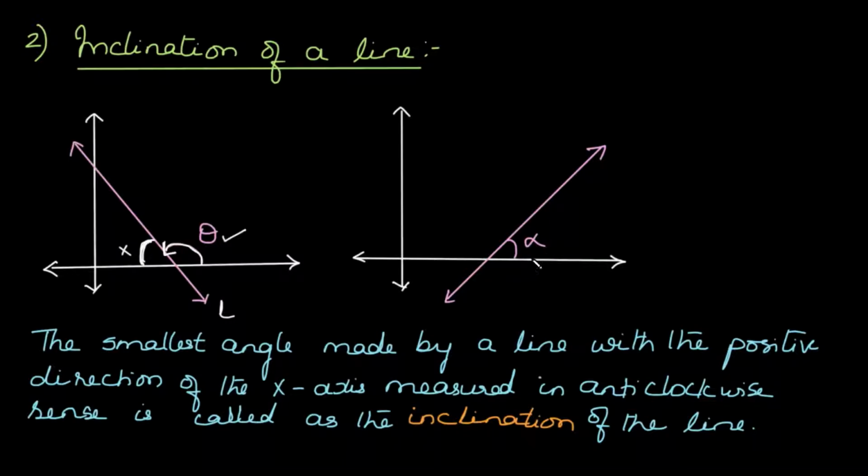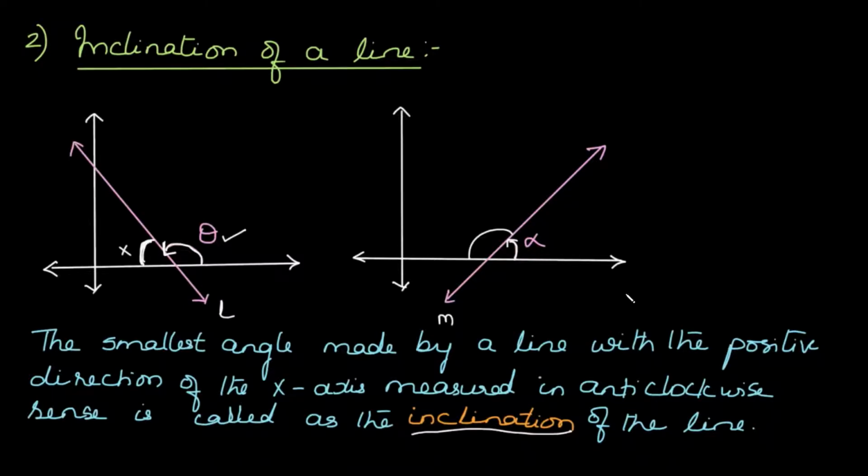Similarly, go to the next figure. In this particular figure also, this line, say line M, makes angle alpha and also makes another angle, say 180 minus alpha, with the x-axis. Which one is the inclination of the line M? Yes, it is this particular angle which is measured in the anti-clockwise sense. So the smallest angle made by the line with the x-axis measured in the anti-clockwise direction is called the inclination of that particular line.